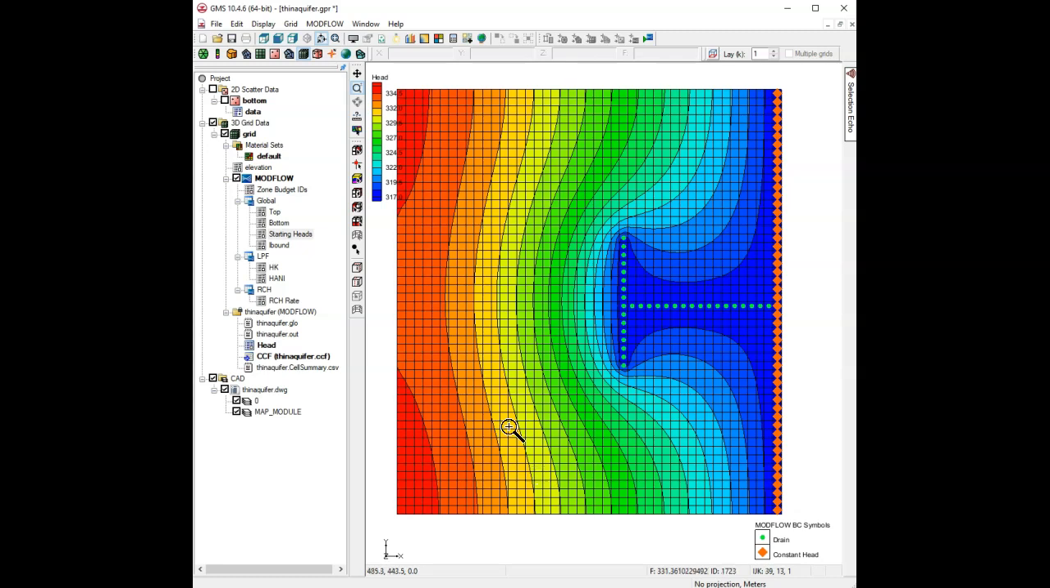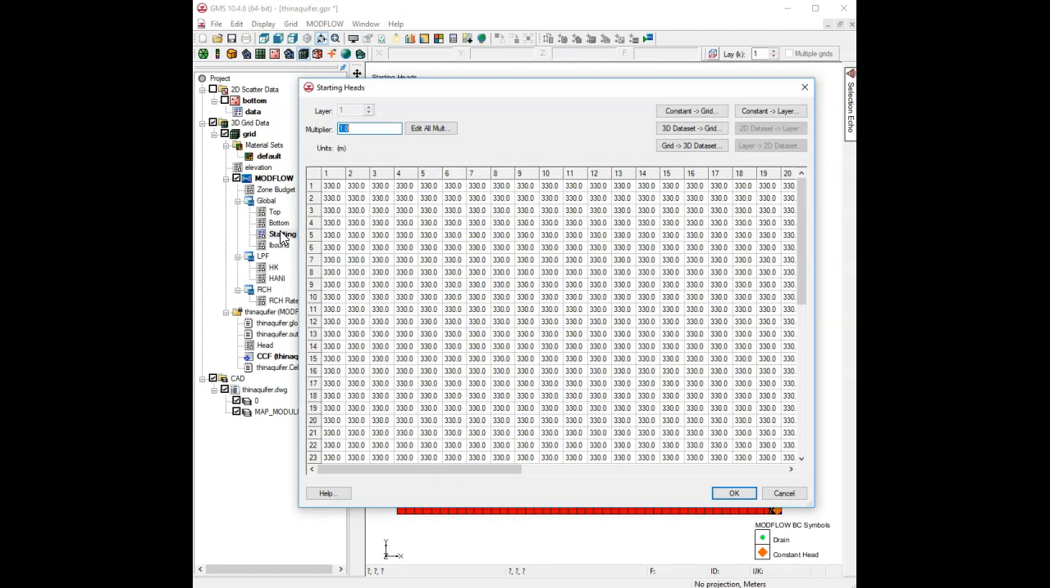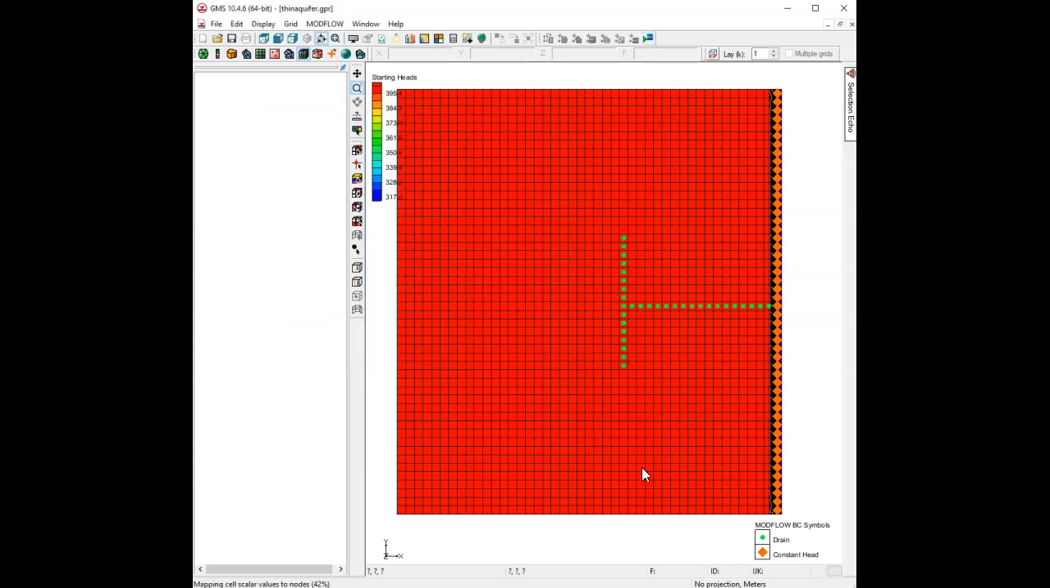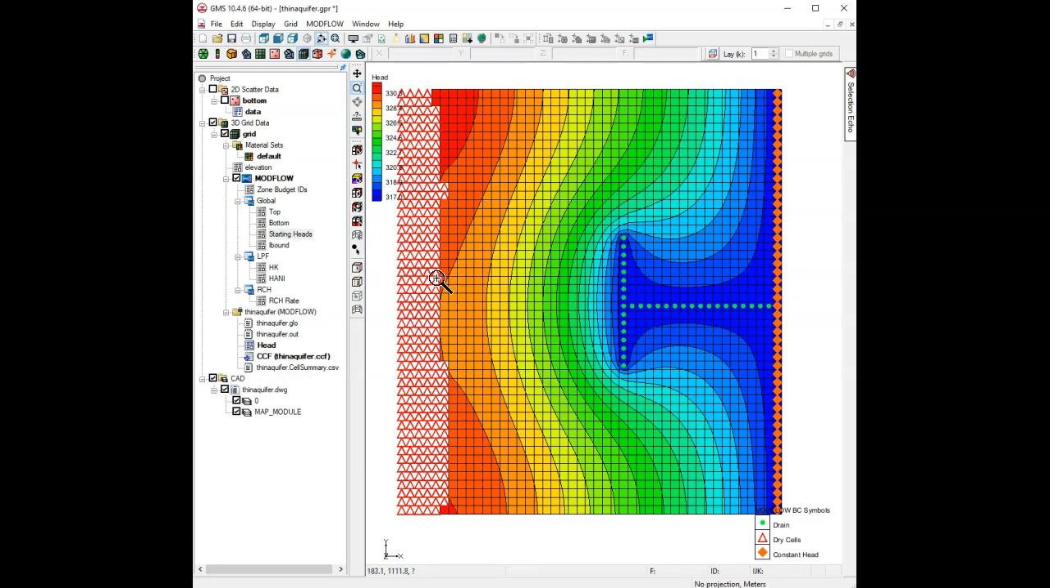Now, I want to show you something else. I'm going to push the starting heads back up to 400. And click OK, and save and run this. So we're going to go back to a condition where we're getting dry cells. We have the head overshoot problem.